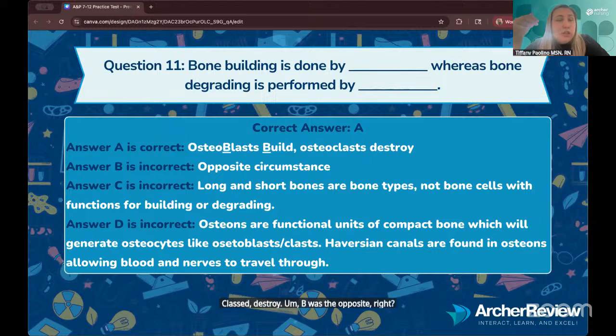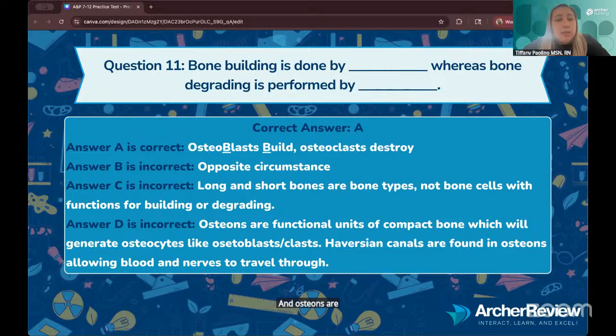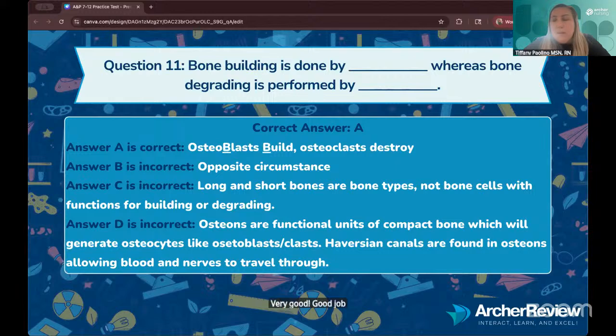C, long and short bones, those are bone types. They don't have much to do with the cells, they're the types of bones. And osteons are functional units of compact bone, which will generate osteocytes and osteoblasts and clasts, but they're not part of the bone building. Very good. Good job. You guys got that one. Maybe you remember the osteoblast. Those ones build. Very good.